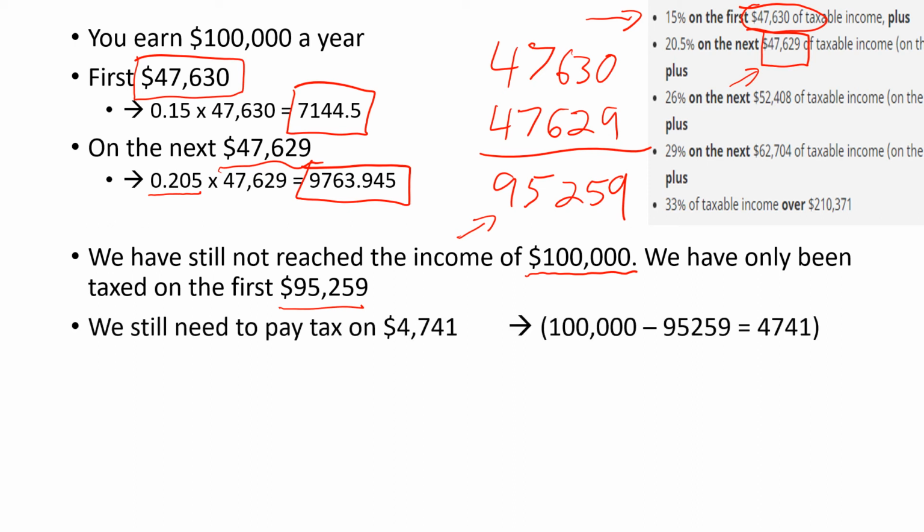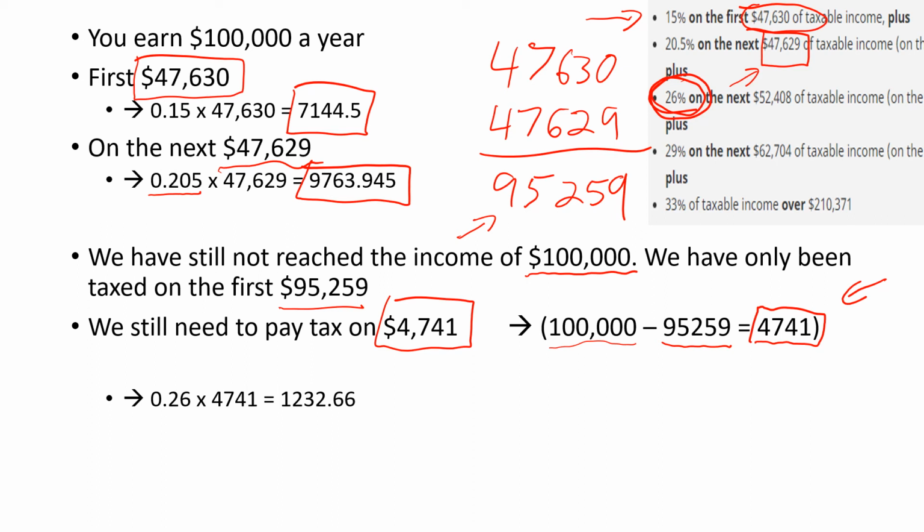Well, it's not quite $5,000, it's $4,741, but we still need to pay tax on that $4,741. And again, I got this number right here from taking our income, $100,000, minus how much we've been taxed on. So we've been taxed on $95,000. So we need to pay more taxes on that last $4,741. That last $4,741 is taxed at a higher rate of 26%.